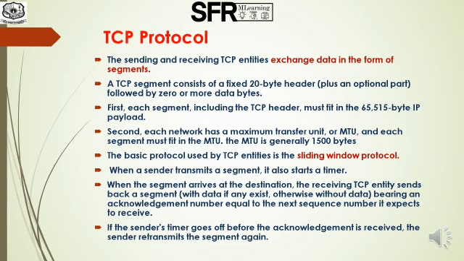So, when the segment arrives at the destination, the receiver sends back a segment bearing an acknowledgement number equal to the next sequence number it expects to receive. For example, if the source sends data segment 1, then the receiver sends acknowledgement 2. It means that the next data expected is sequence number 2. If the sender's timer goes off before the acknowledgement arrives, then the sender retransmits the segment again.